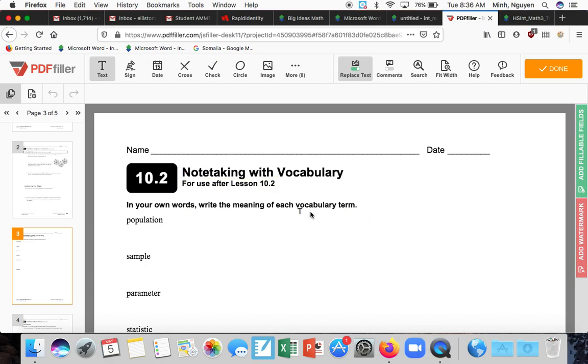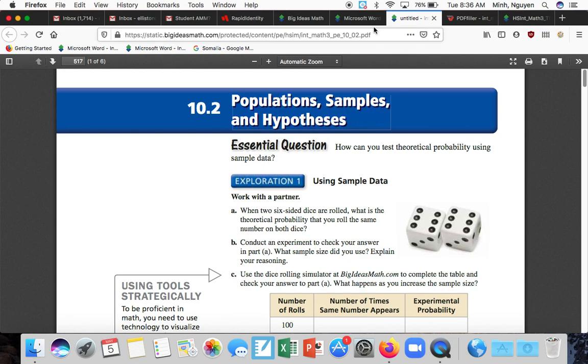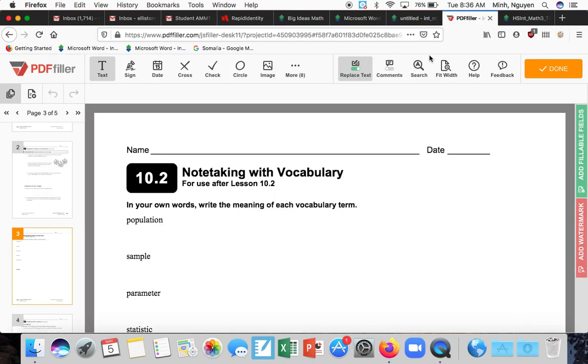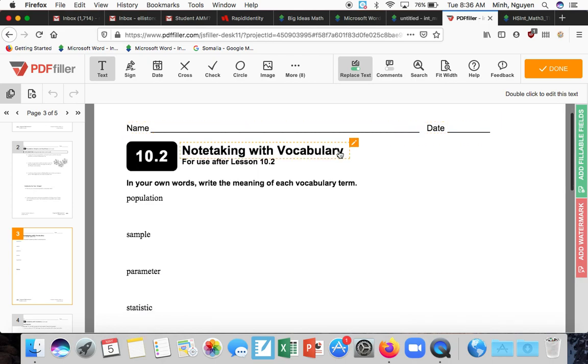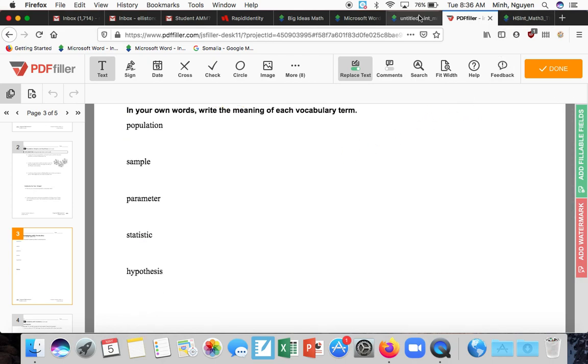All right, guys. We're on to section 10.2 of the data and stats chapter. We're looking at populations, samples, and hypotheses. So it's just a lot of vocab. So let's take a look.